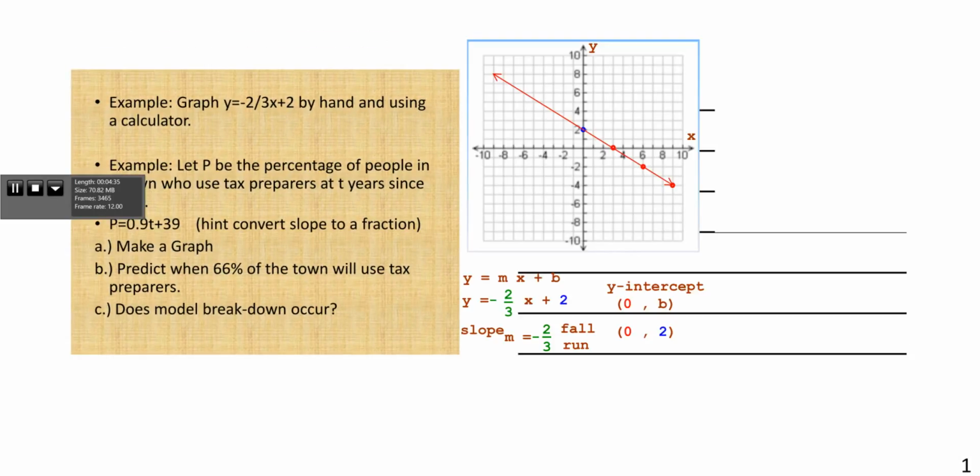Since 1980. Okay, so our equation is P equals 0.09t plus 39. Hint: convert your slope to a fraction. So how do we convert our slope to a fraction? That's going to be the tricky part. Well, not too tricky. So let's go back through this and review fairly quickly.